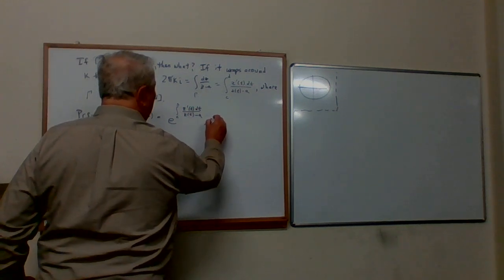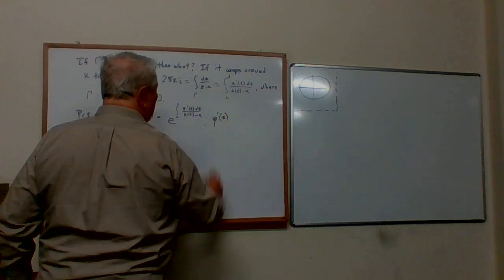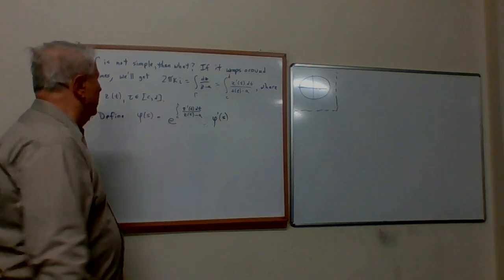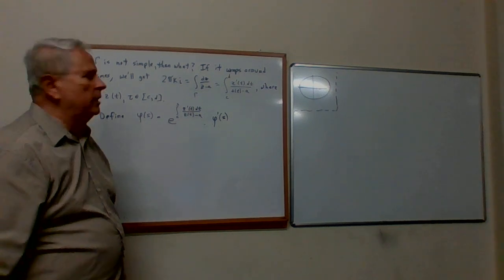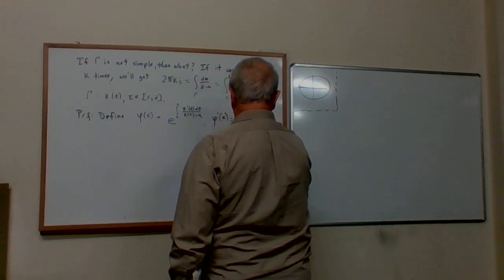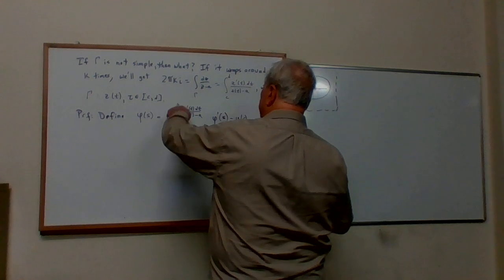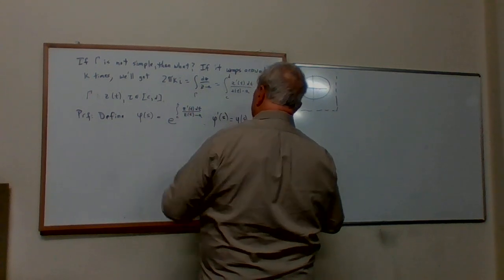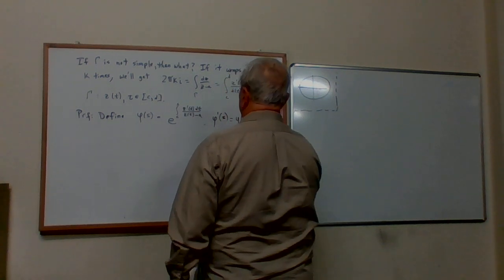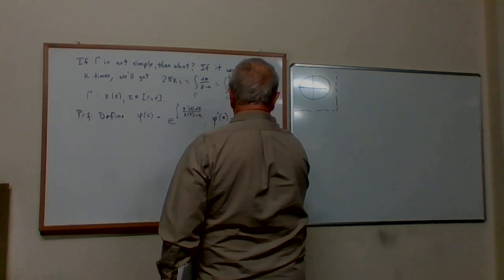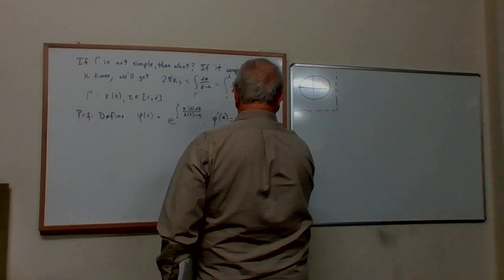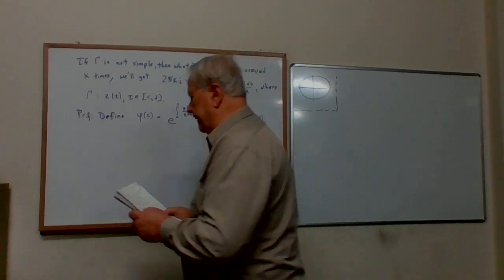So question. What's phi prime of s? Well, that's pretty easy. What's the derivative of e to the garbage? The answer is e to the garbage, which is phi of s, times the derivative of the garbage, but the derivative of the integral is going to be the inside function evaluated up here. So that's going to be z prime of s over z of s minus a. Okay?